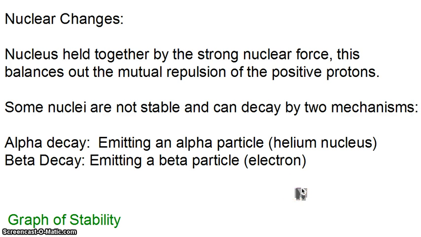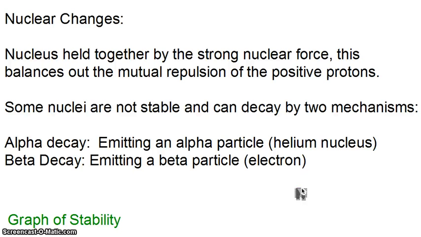The nucleus is held together by the strong nuclear force. If the strong nuclear force wasn't there, the nucleus would rip itself apart because of the positives of all the protons mutually repelling each other. Some nuclei are not stable and can decay. They can do this in 2 different ways.